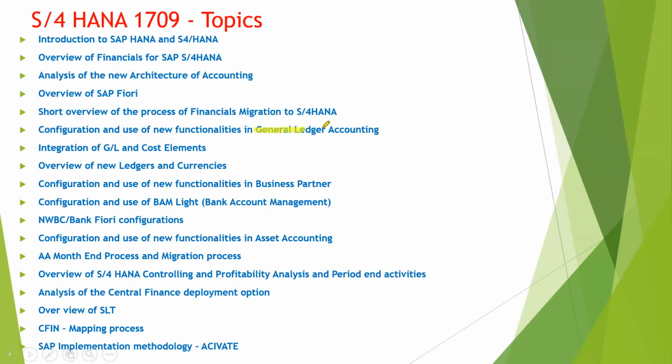We will mainly concentrate on the GL level and the major changes. Because of the new GL architecture, all the integrations happen there, and the reconciliation activities have been reduced in the central finance system. Here we talk about the integration of FI and CO, or GL with cost element integration. We'll also see the new ledger concepts and the new currency setup in the central finance system.